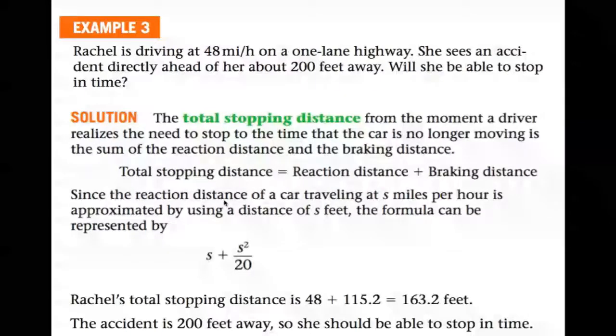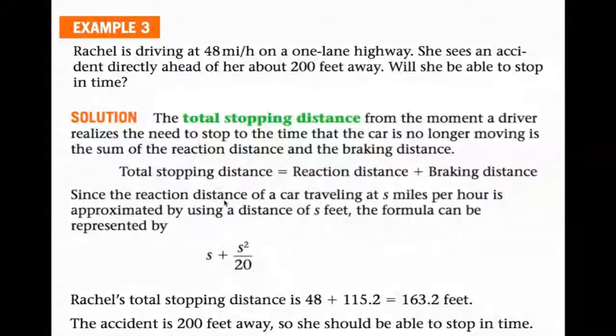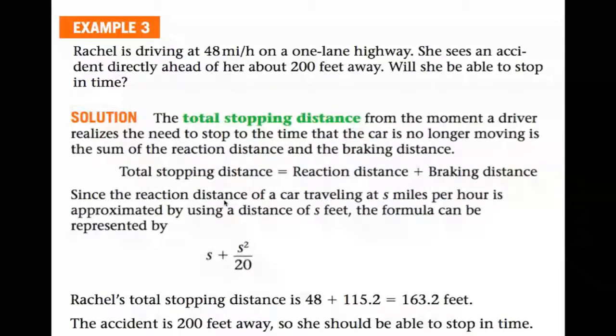So in this case, look, Rachel's total stopping distance is 48. She was going 48 miles per hour. That translates to, it'll take about 48 feet to react. And then 115.2 feet, total 163.2 feet. The accident's 200 feet away. Considering that this is just a simplification of it, it would probably be 170 feet, 172 feet in actuality. But these are things that speak volumes, and they speak volumes to kids.